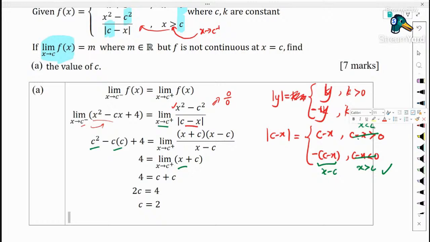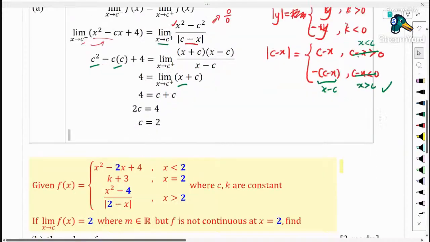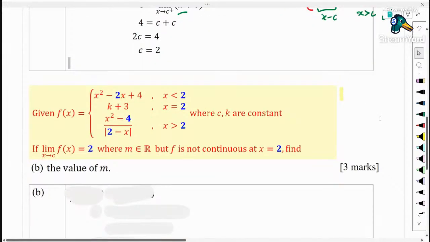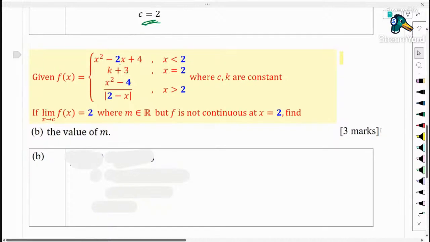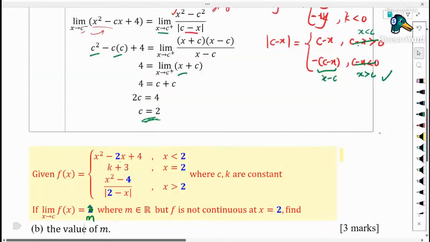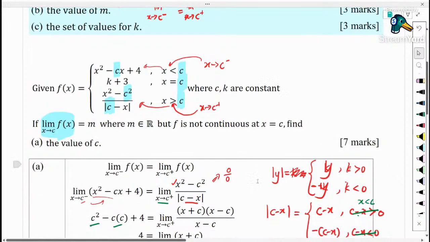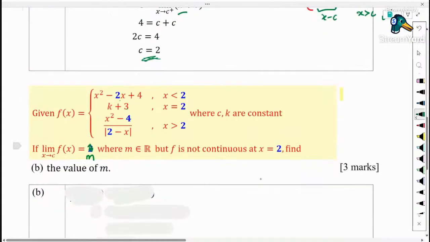Once you get the answer for c, the piecewise function has some changes. All the terms with c there, we can replace with the value of 2, after we have found c equals 2. And now let us try to find the answer for m. This one's supposed to be m, not 2. Check back, it's supposed to be m. The one supposed to equal 2 is this value here. The limit as x approaches 2 equals m.